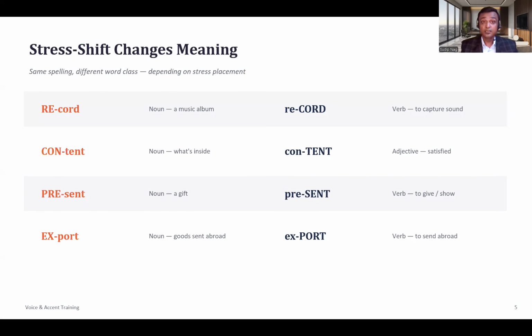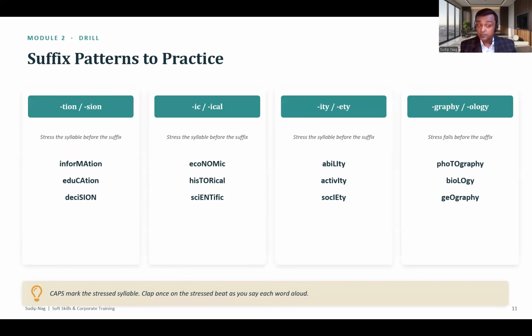If I say record, it's a noun, like a musical album. And record, doing some recording, that's a verb. Content, what's inside. Content, I'm happy, satisfied. Present, a gift. Present, do a presentation. Export, goods sent abroad. Export, to send abroad. So this is noun and verb. Where it's stressed, depending on that, the meaning changes, and the pronunciation is similarly correct in that sense.